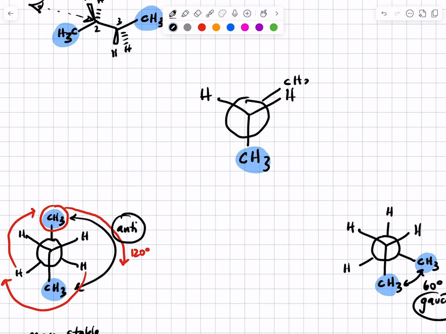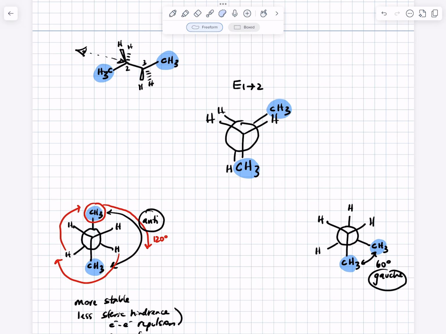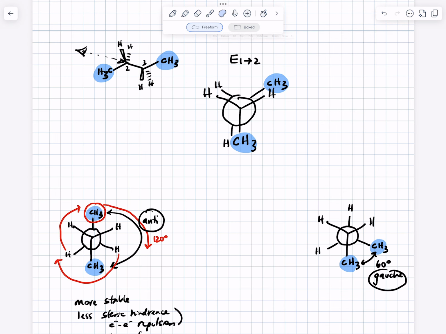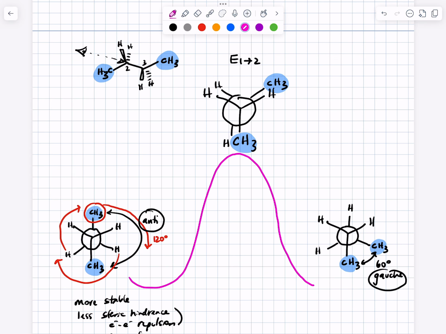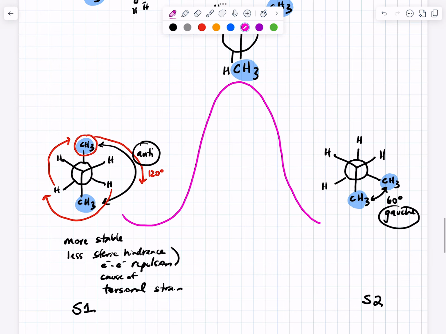What's it going to be eclipsed with? The hydrogen, right? And then the other groups are going to also be eclipsed with hydrogens. Okay? So this is the eclipsed conformation that we get in the transition between 1 and 2. And this is a high energy conformation. So we would go from staggered 1 through eclipsed 1 to 2, and then back down to staggered 1. Sorry, back down to staggered 2.